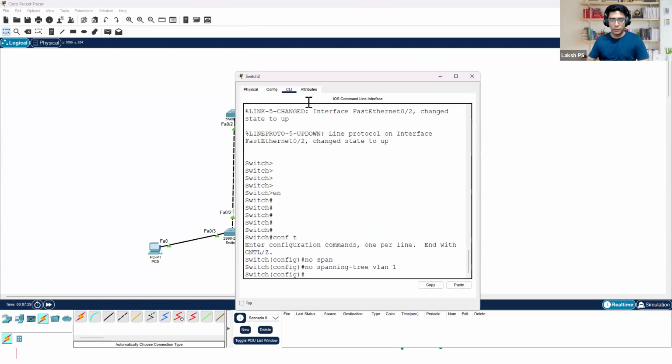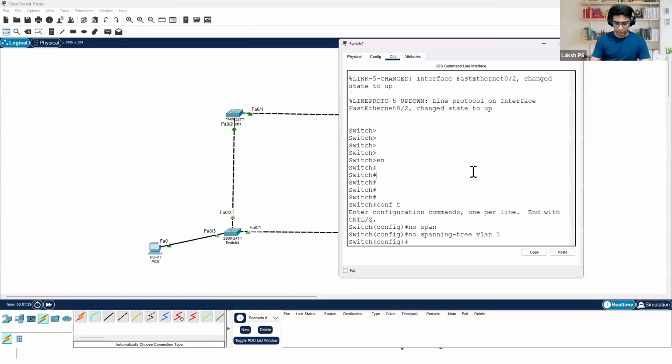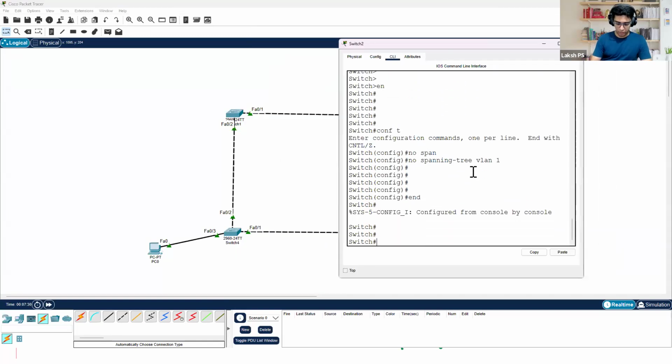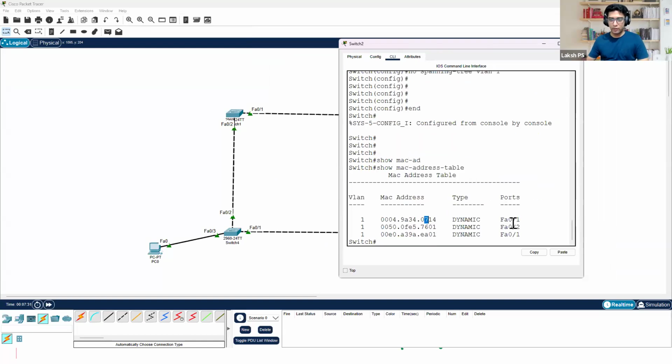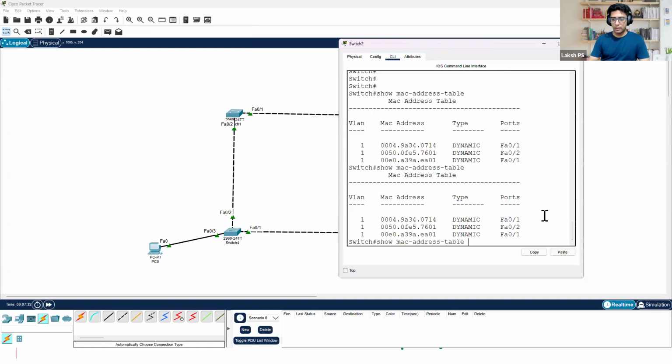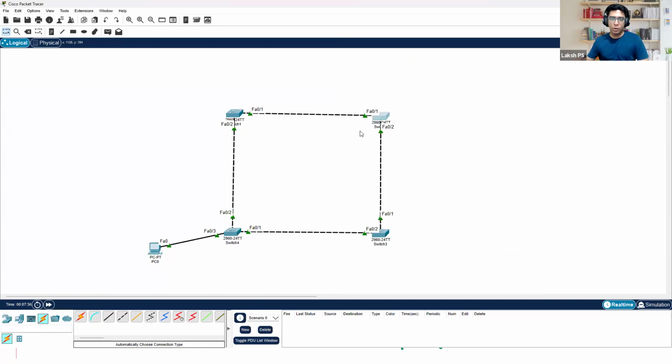Similarly, let's go on this particular switch and do a show MAC address table. 714 is seen on 0/1, and what happens next? Now you can see it is seen on 0/2, then again 0/1. So it is being received on both the interfaces.